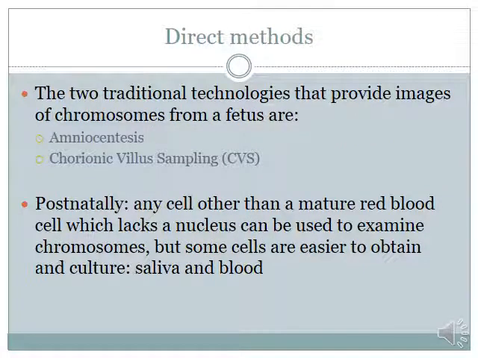If we look at the direct methods, the two traditional technologies that provide images of chromosomes from a fetus are amniocentesis and chorionic villus sampling, CVS. Postnatally, any cell other than a mature red blood cell, let's remember because it lacks a nucleus, can be used to examine chromosomes. But some cells are easier to obtain and culture: saliva and blood.